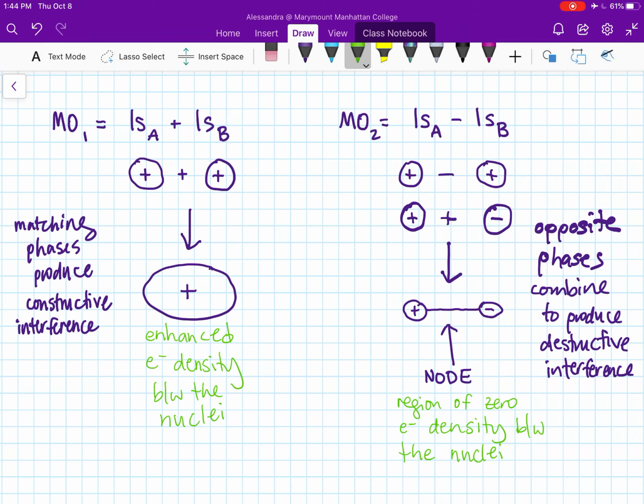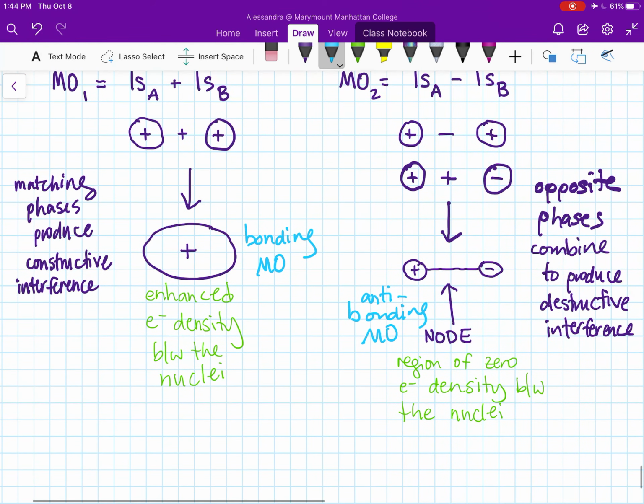When we have the enhanced electron density along the bonding axis like this, we call that a sigma bonding molecular orbital. So this is going to be my bonding molecular orbital. This one over here with the node is what I call an anti-bonding molecular orbital. And you can kind of see why, right? We have the region of 0 electron density between the nuclei. That is not a bonding type of situation.